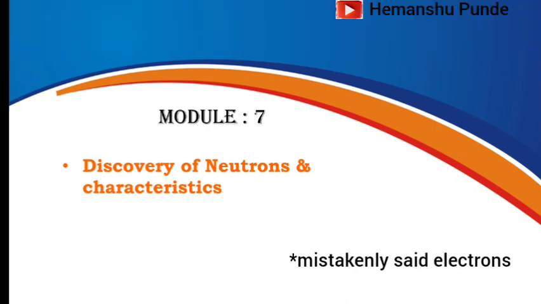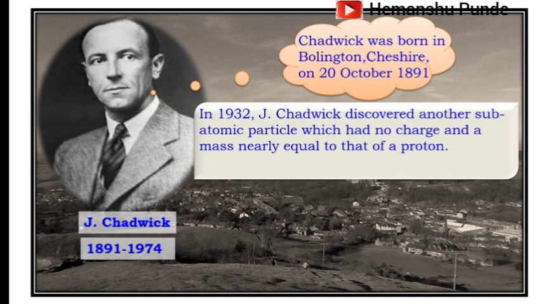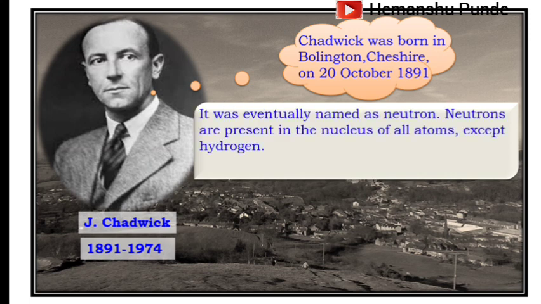Discovery of electrons and its characteristics. He is James Chadwick. James Chadwick was born in Bollington, Cheshire on 20th October 1891. In 1932, James Chadwick discovered another subatomic particle which had no charge and a mass nearly equal to that of a proton. It was eventually named as neutron.